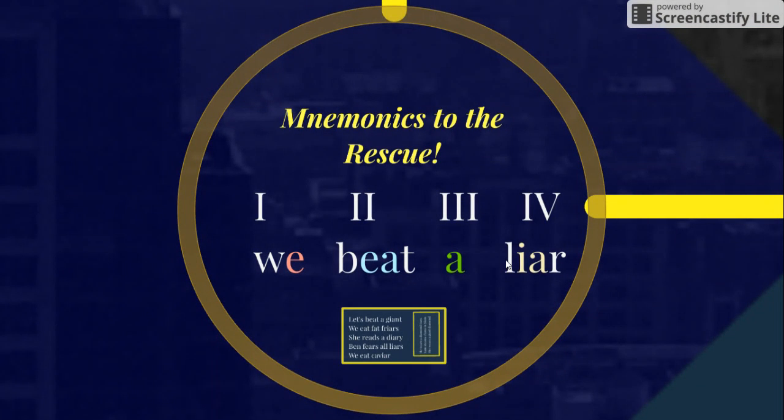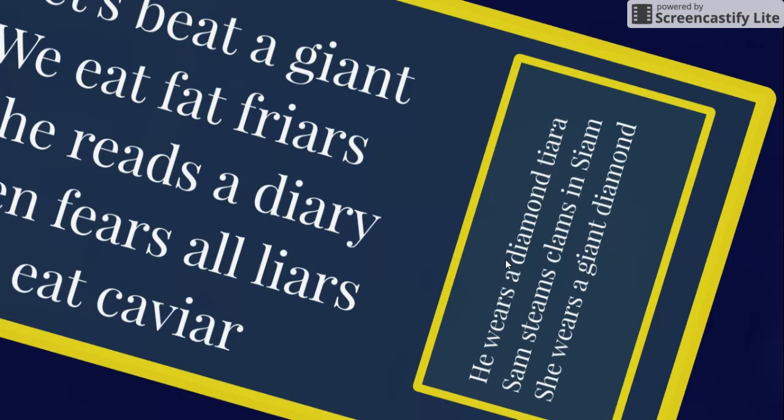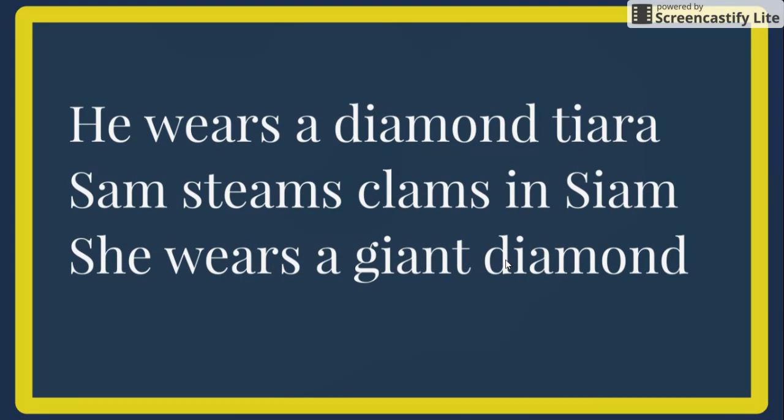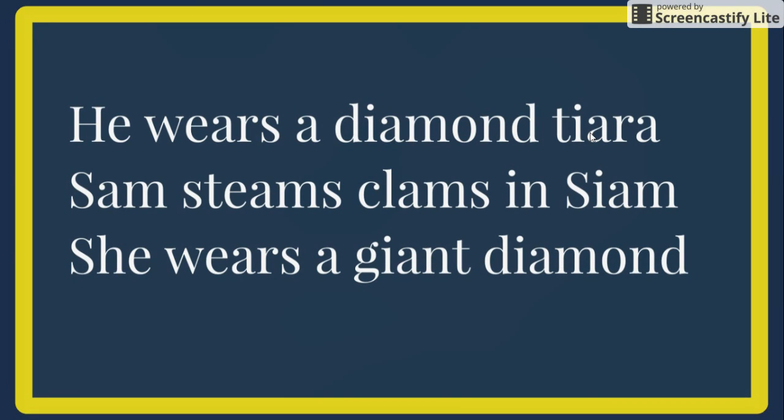So like I said, "we beat a liar" is the one that I learned Latin on, but there's actually a number of others, so you can choose whichever one speaks to you. Some other common ones are "let's beat a giant," "we eat fat friars," "she reads a diary," "Ben fears all liars," "we eat caviar." There's also a couple of others that have a fifth word to represent that third IO conjugation, like "he wears a diamond tiara." So in this one, he for first, wears for second, for third, diamond for third IO, and tiara for fourth.